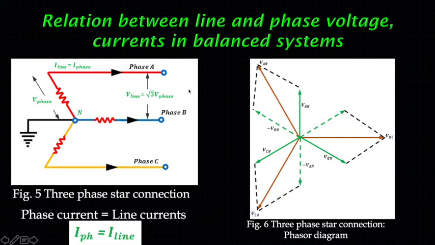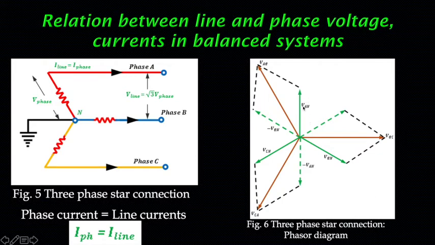The voltage VAB between lines A and B is obtained by the KVL equation, hence adding VAN and VNB. So VAB equals VAN plus VNB, equals VAN minus VBN.